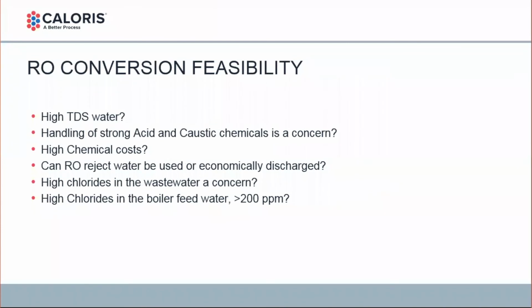Okay, when is an RO feasible? If you have high TDS water, if handling of strong acids and caustic chemicals is a concern, if you have high chemical costs, if you can economically discharge that RO reject water, or you've got another use for it. If high chlorides in the wastewater is a concern, or if high chlorides in your boiler feed water is a concern. You get above 200 ppm and then you've got corrosion concerns, so something to look out for.